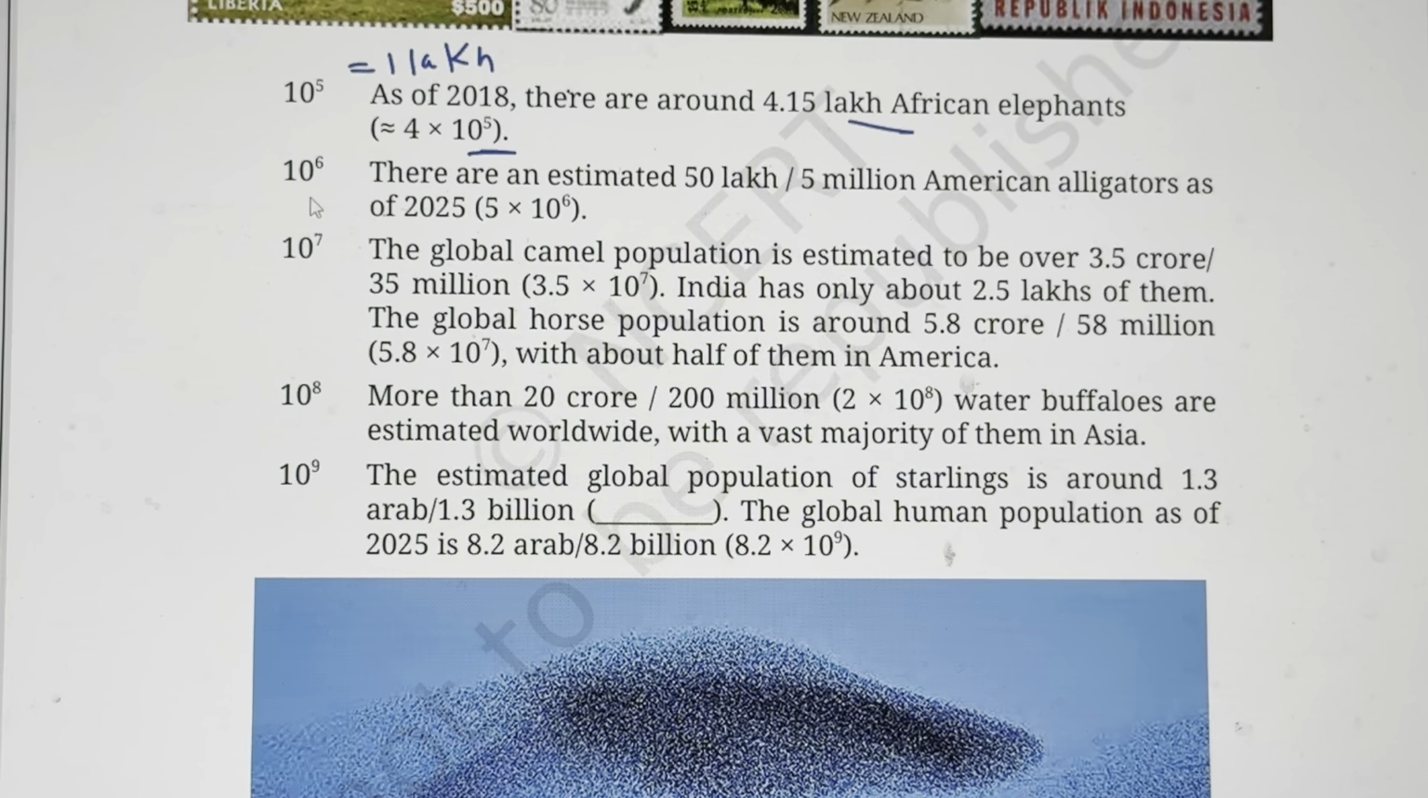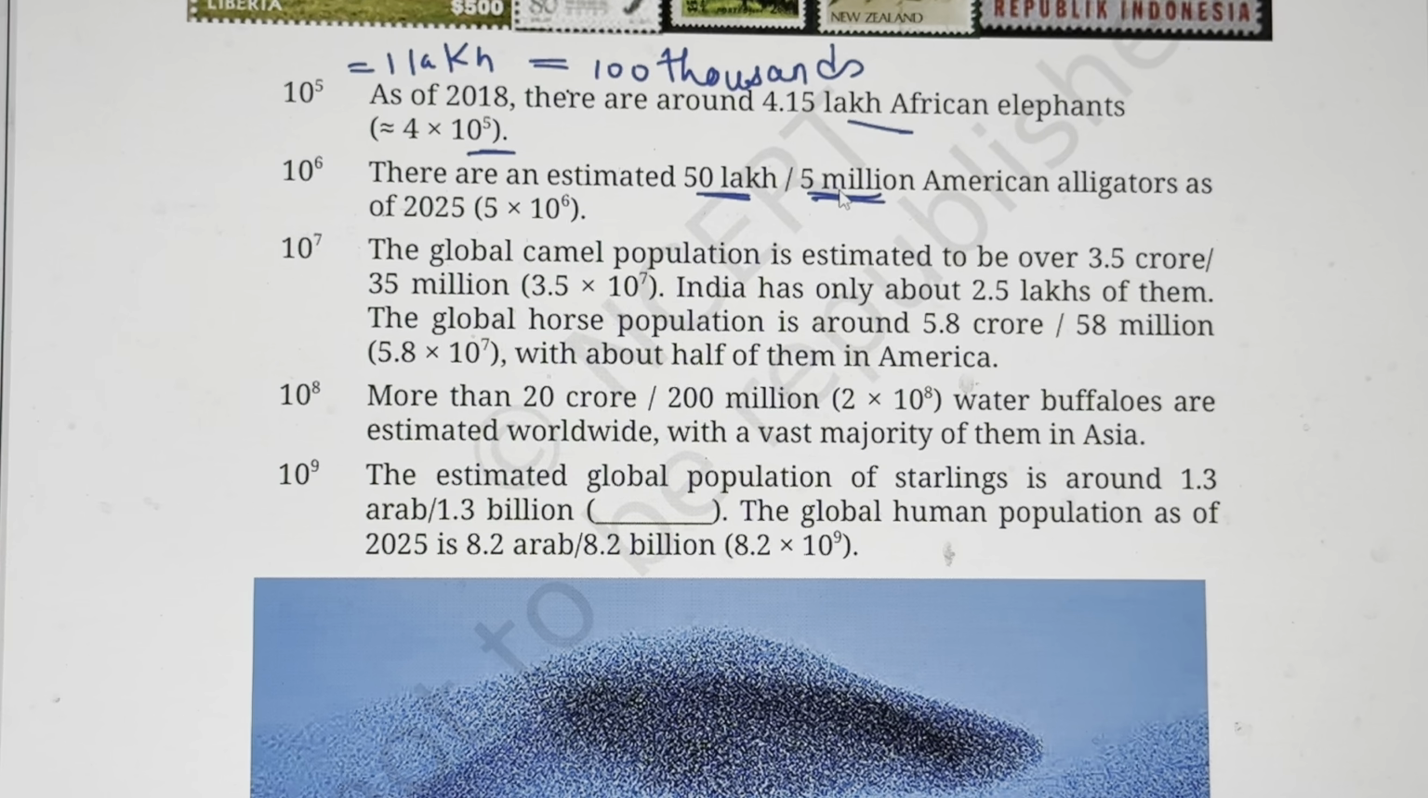Okay. Then 10 raised to 6. There are an estimated 50 lakh. Now 50 lakh means 5 million. Both systems, because till this, 1 lakh is also known as 100,000 in the international system. So till 10,000 both systems have the same thing. The change starts from here. After 100,000, million comes. Okay, so 50 lakh is 5 million.